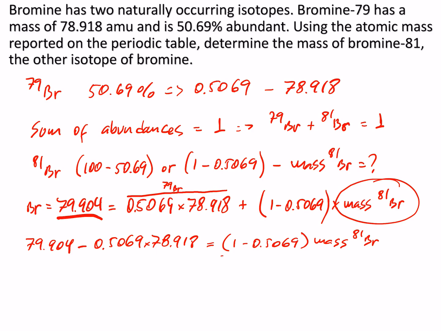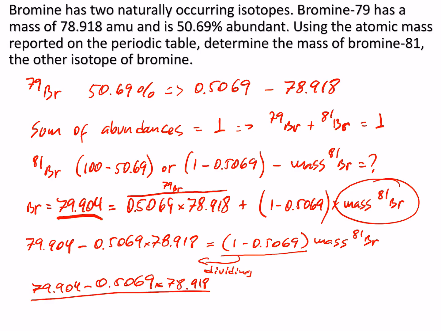Now this fractional abundance of bromine 81 will go to the other side dividing, or however you are used to isolating this variable. So you end up with 79.904 minus 0.5069 times 78.918, divided by 1 minus 0.5069. That would be equal to the mass of bromine 81. And if you complete that calculation, you will obtain 80.9176 AMUs.